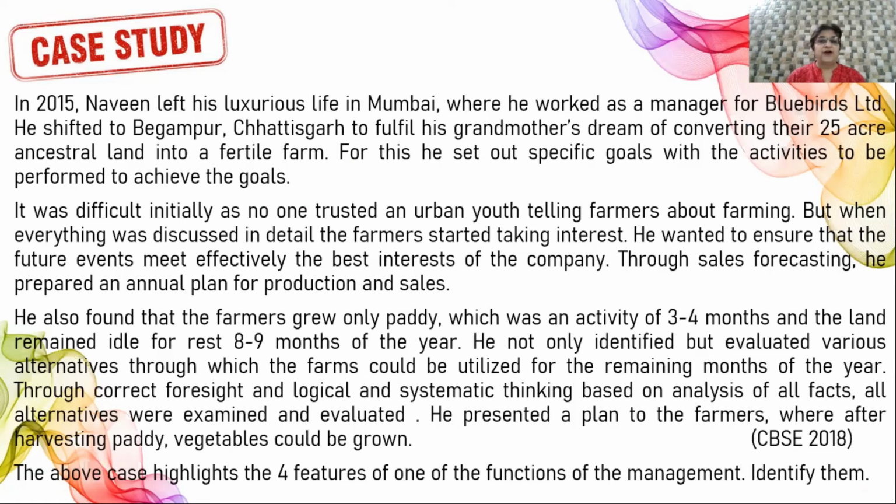He also found that the farmers grew only paddy, which was an activity for 3 or 4 months, and the land remained idle for 8-9 months. He not only identified but evaluated various alternatives through which the farms could be utilized for the remaining months of the year. Through correct forecast, foresight, and logical and systematic thinking based on analysis of all facts, all alternatives were examined and evaluated. He presented a plan to the farmers where after harvesting paddy, vegetables could be grown.